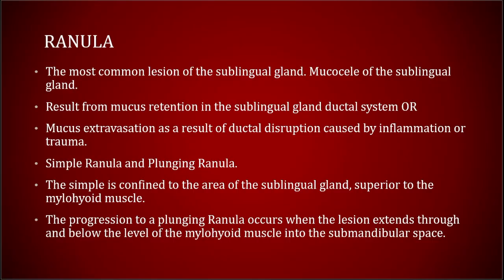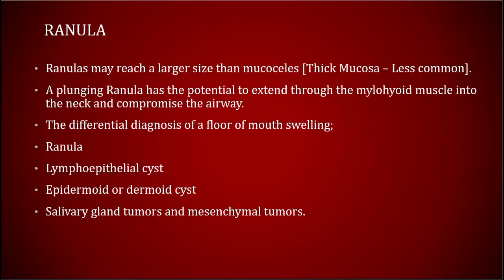For the ranula, it's the most common lesion of the sublingual gland. Now, it can result from mucus retention or due to inflammation or trauma causing extravasation from the ductal disruption. A simple ranula is confined to the area of the sublingual gland superior to the mylohyoid muscle. If it goes below the mylohyoid muscle, it would be a plunging ranula, and this is very risky. It's closer to the neck. It can cause shortness of breath.